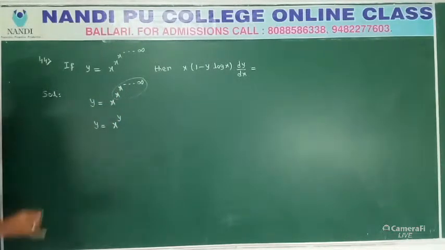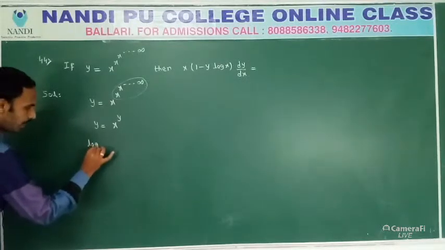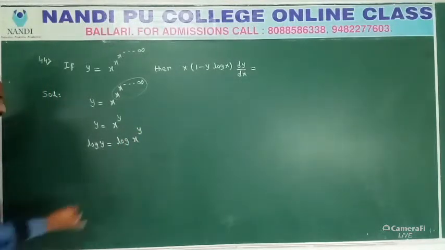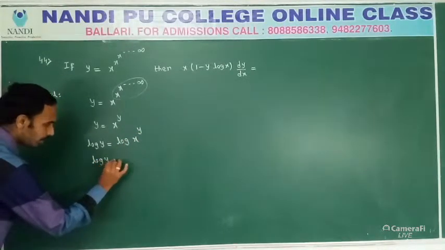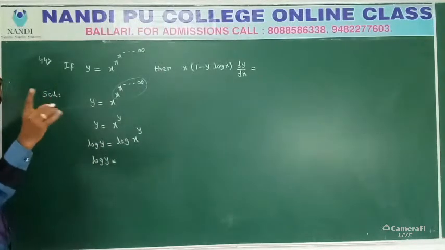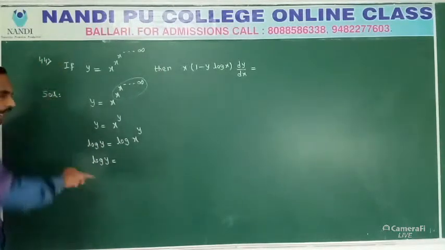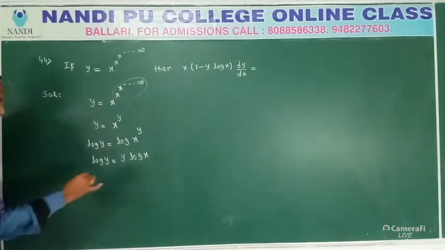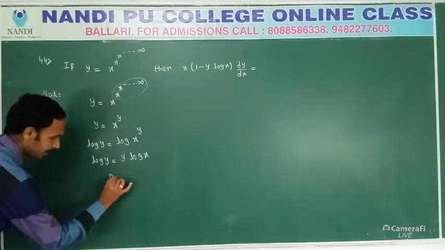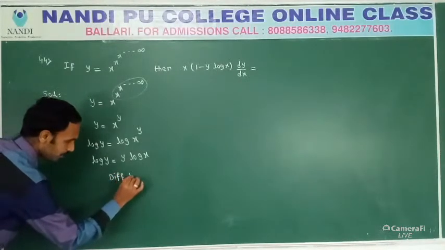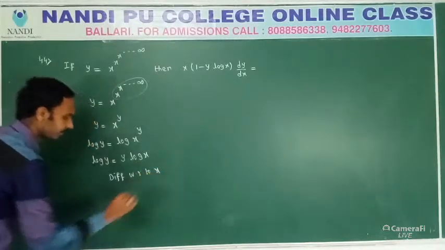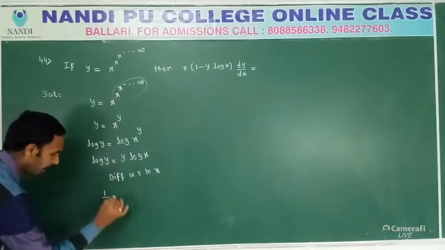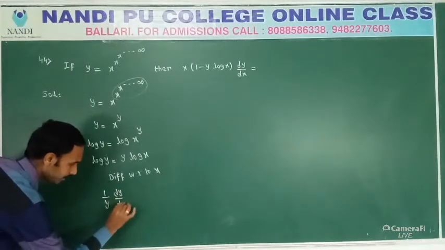Okay, take log on both sides. Log y is equal to log of x power y. It is in the form log m power n, which is n log m. So log y is equal to y log x. Okay, differentiate with respect to x. Derivative of log y is 1 by y into the derivative of y, which is dy by dx.